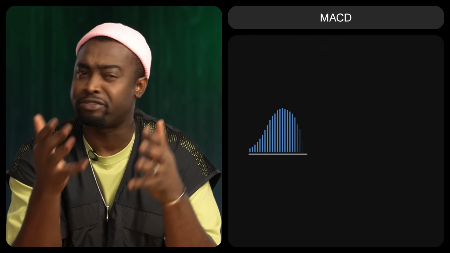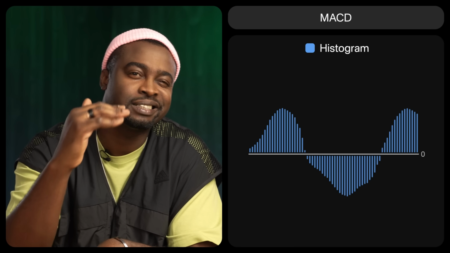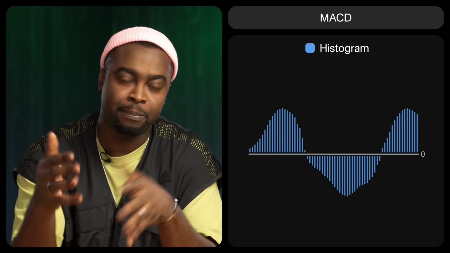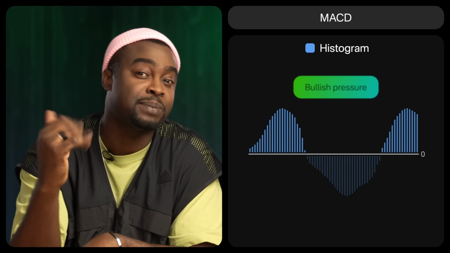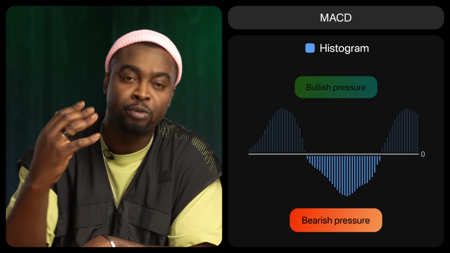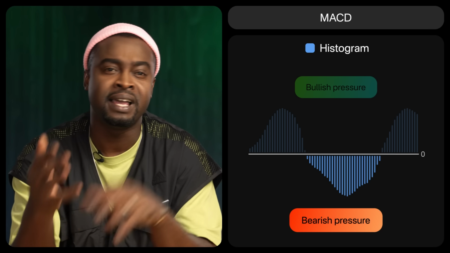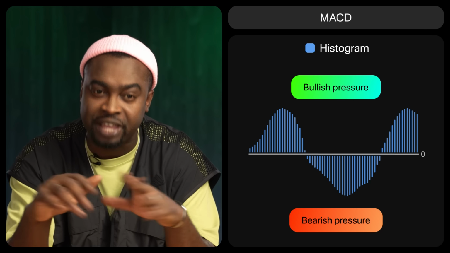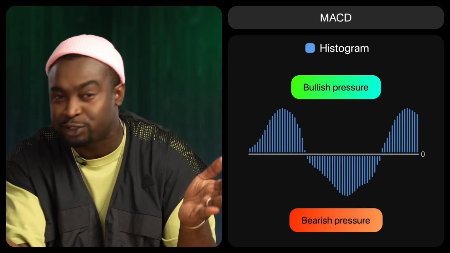The MACD is a trend-following momentum indicator that tells us the market's direction. Here's what you should focus on here. The MACD above zero represents bullish market pressure, and the MACD below zero represents bearish market pressure. If the histogram is jumping up and down with no clear direction, we do nothing. No trend means no trade.